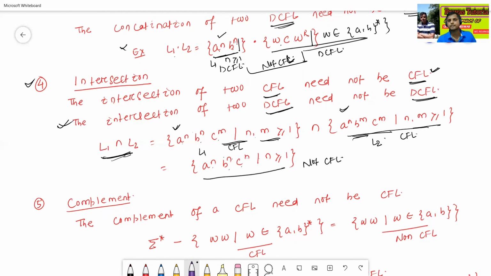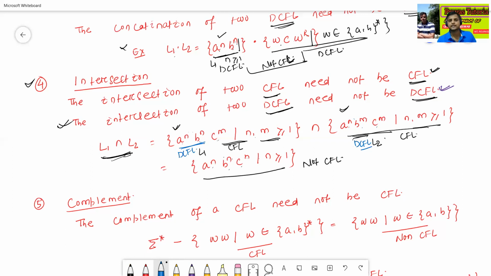Now we'll see the second case, the DCFL language. See here, a to the power n, b to the power n, c to the power m. This language is also called a DCFL language. And a to the power n, b to the power m, c to the power m. This language is also called a DCFL language.